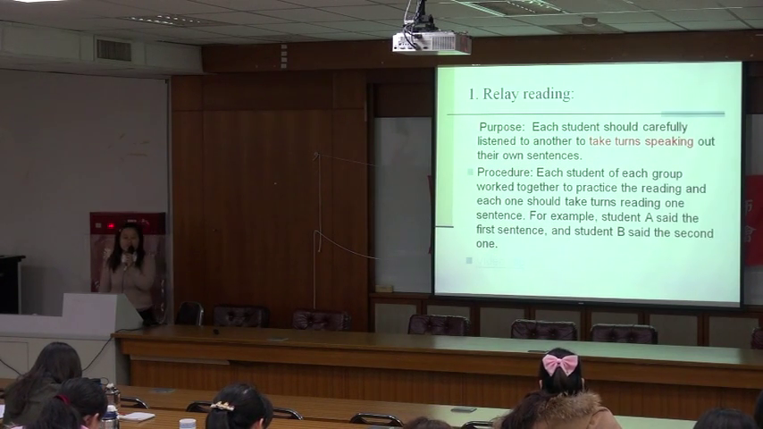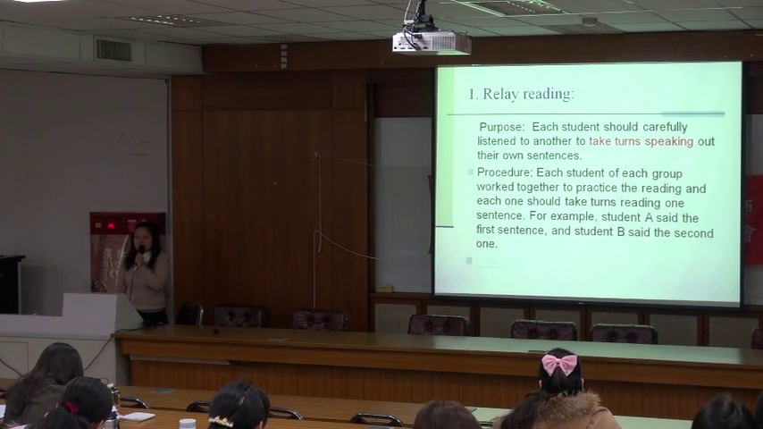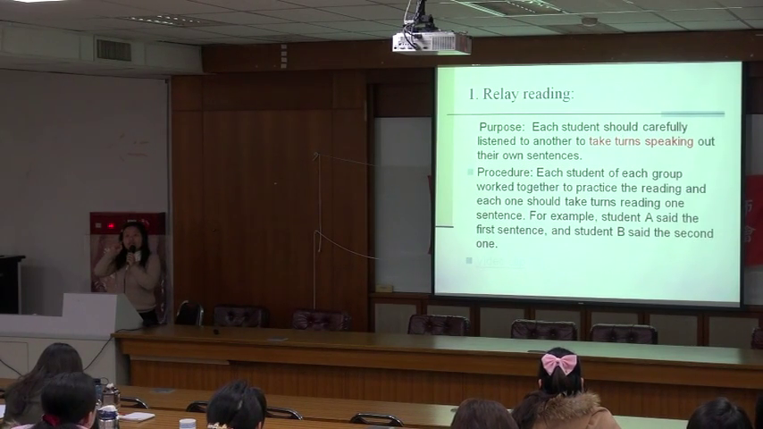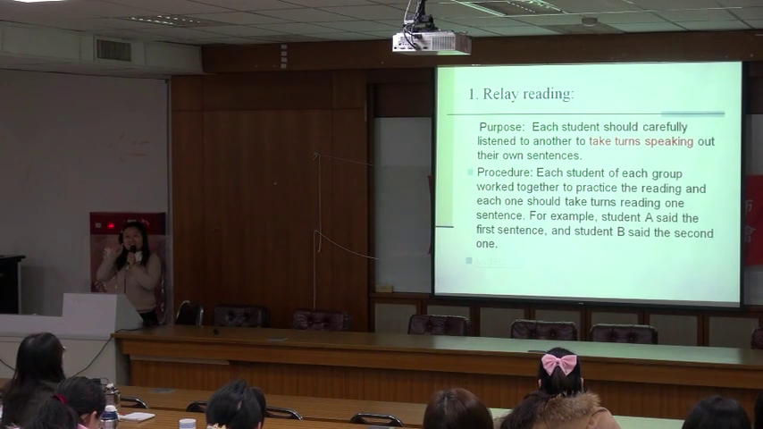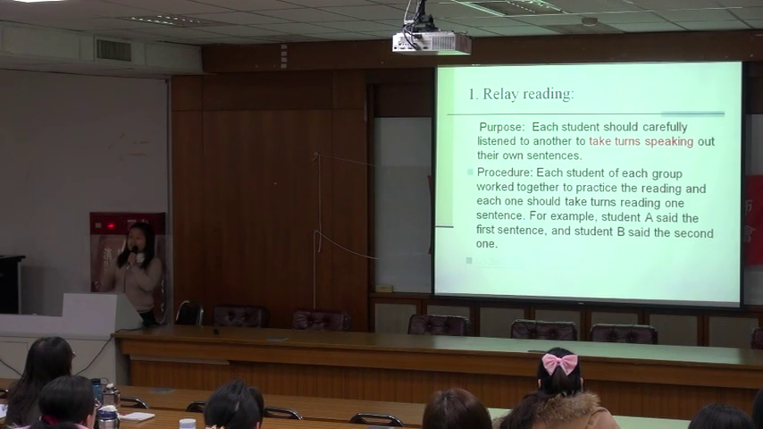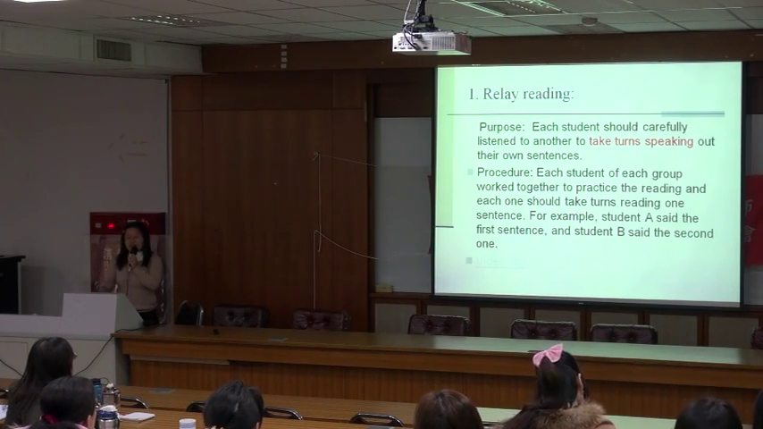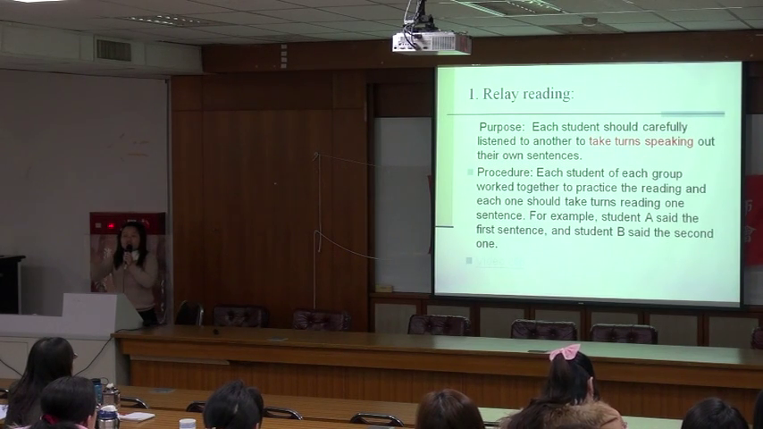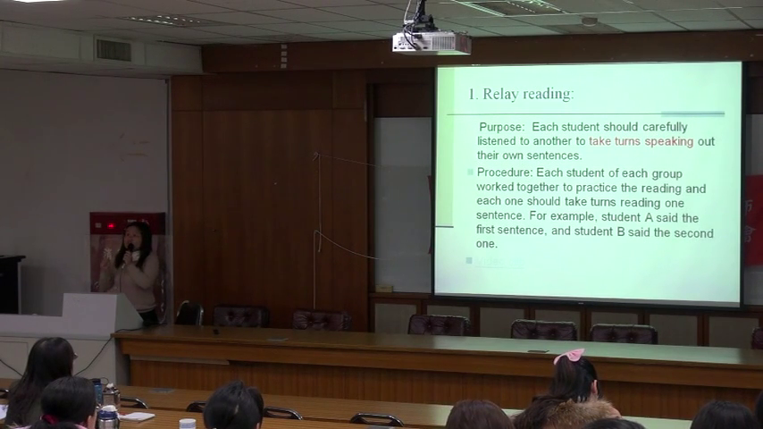First one is relay reading. My purpose is I hope students listen carefully. Before they speak, they should listen carefully and they know when it's time for them to take turns speaking. The procedure is that students should work together, and each one has their own sentences. For example, student A says the first sentence and student B says the second one. I'll show the clips to let you know how I conduct the activity.